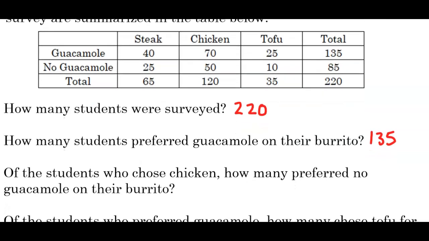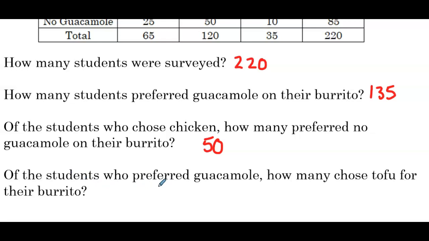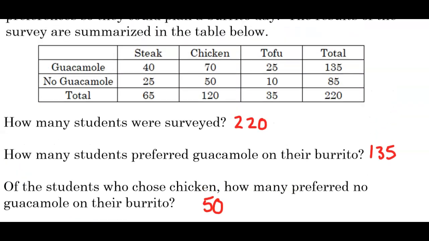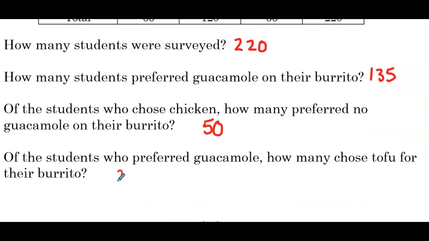Of the students who chose chicken, how many preferred no guacamole on their burrito? Okay, so chose chicken, you'd be in this column, and then the number of students that preferred no guacamole, that's right here, that is 50. Of the students who preferred guacamole, how many chose tofu for their burrito? Okay, so guacamole means you're in this row here, and the number that chose tofu would be 25. Okay, so again, all these questions are just seeing if we can read the table correctly.